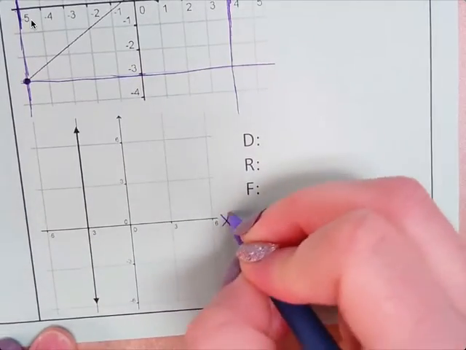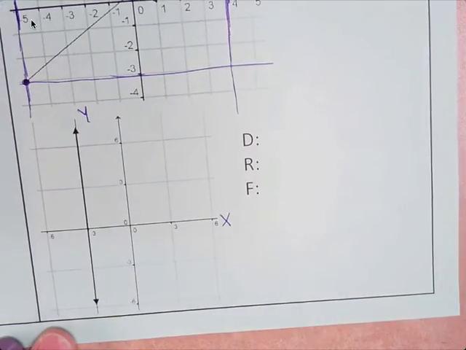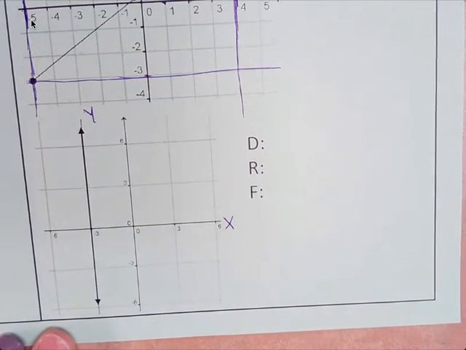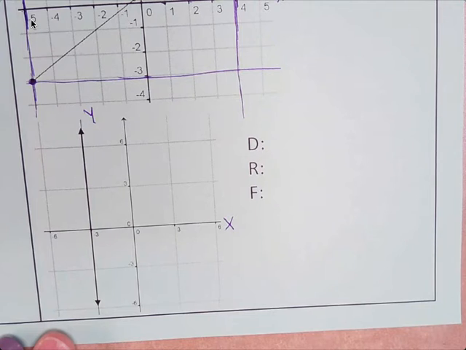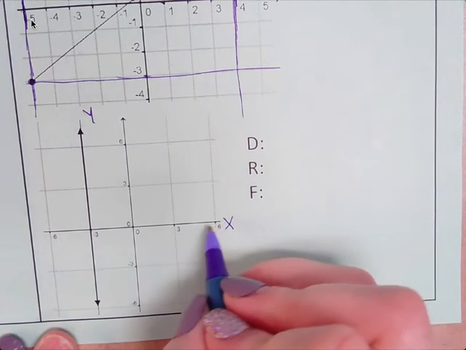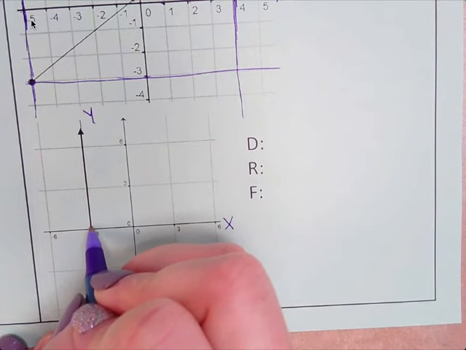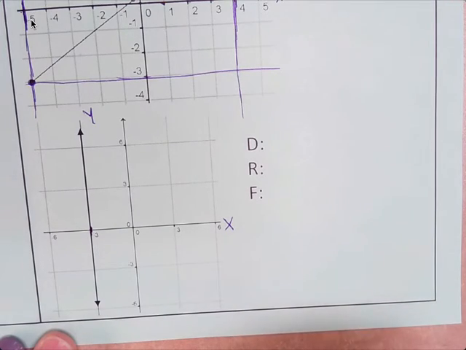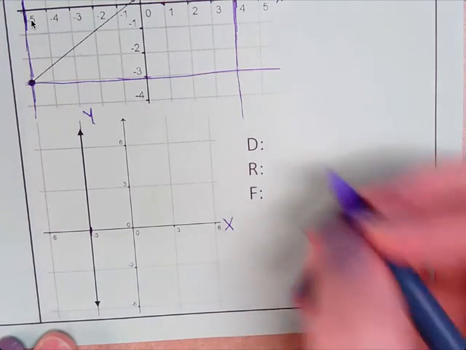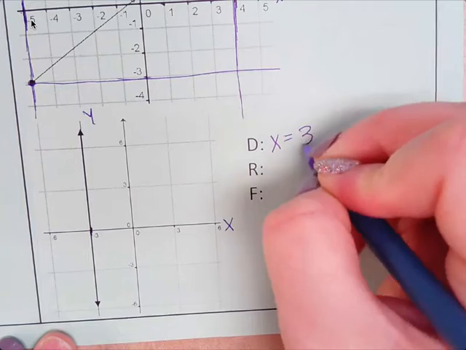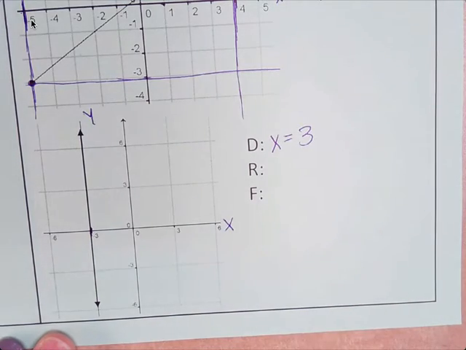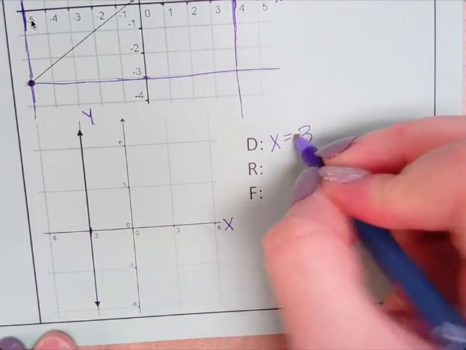This is x, this is y. Domain is our x. So what is the least amount it can be? So how do we write this? We only have one number. X equals 3 is our domain. Oh, thank you. Good catch.